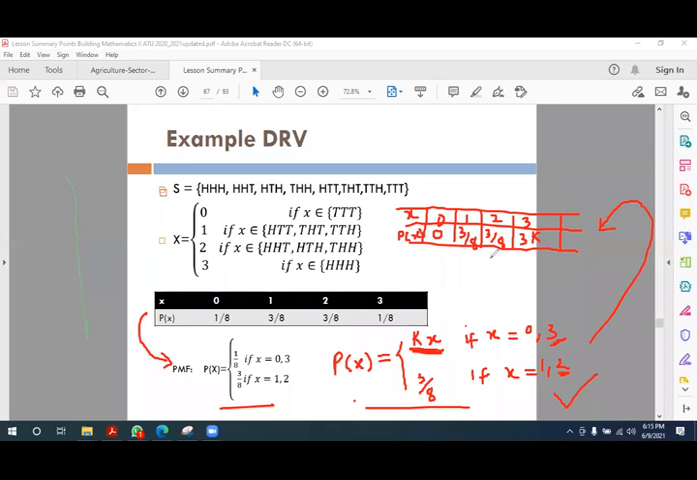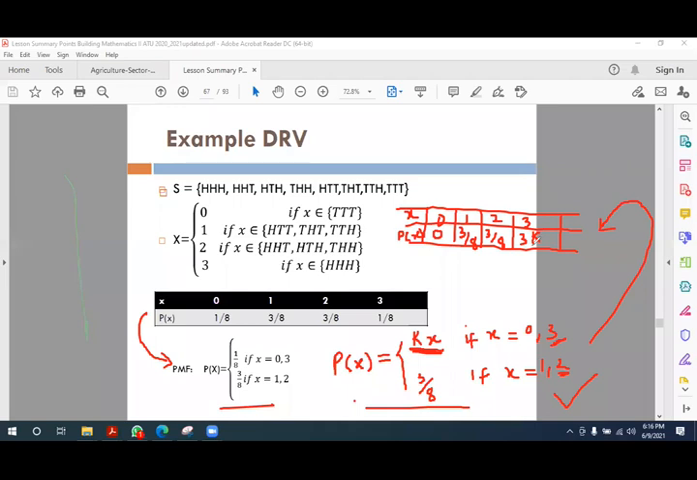We said to write the values of the given x: 0, 1, 2, 3. And then write their corresponding probabilities. When x is 1, the probability is 3 over 8, so put it there. When x is 2, the probability is 3 over 8, put it there. When x is 0, the probability is kx, but because x is 0, k times 0 will be 0. And when x is 3, the probability is kx, so k times 3 will be 3k. That is all we said, which should not be difficult to understand. So I've explained it again.